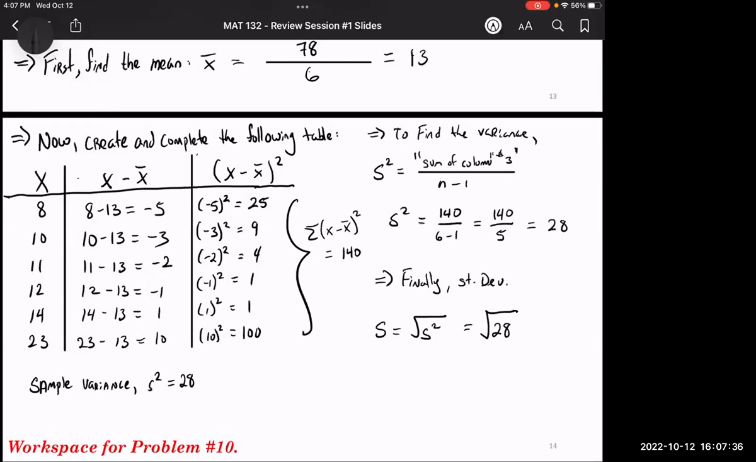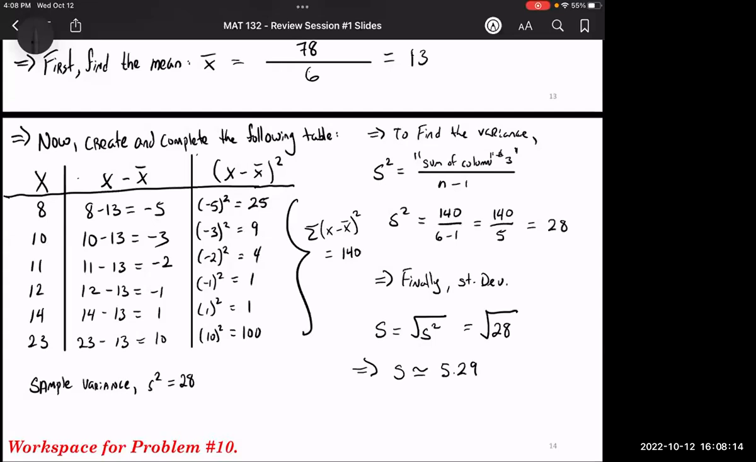Because 28 is not a perfect square number, you're going to get a decimal number. Be mindful that you have to round this decimal to 3 decimal places. So what is the square root of 28? Wait, oh, there's a space in here. Oh, we're doing it to the hundredths, 2 decimal places. I'm sorry. 5.29.